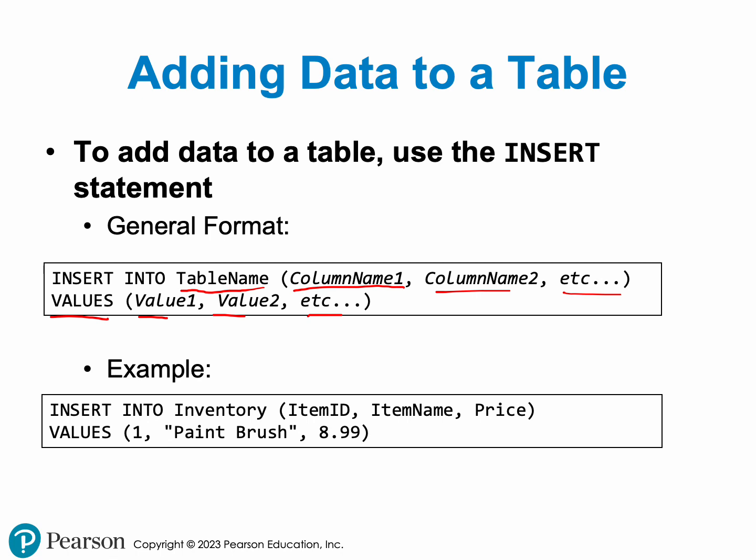We are inserting items 1, paintbrush, and $8.99 into the columns item ID, item name, and price in the table inventory. So in that case, item ID will be 1, item name will be paintbrush, and price will be $8.99.